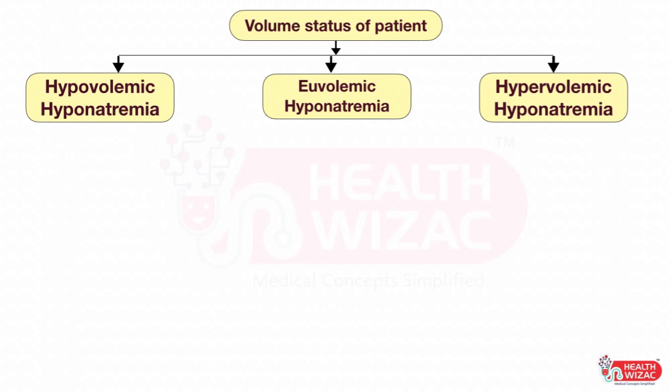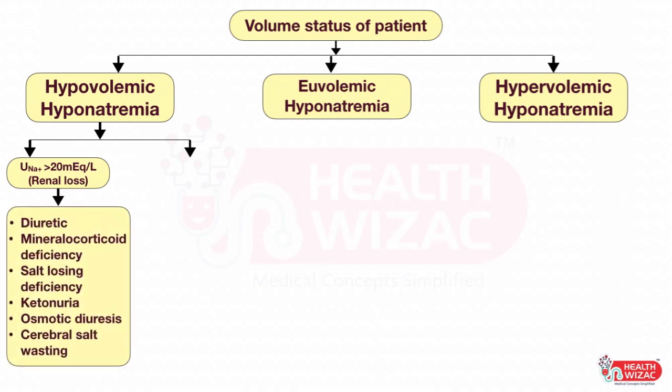So let's see how. In a hypovolemic patient, urine sodium concentration of more than 20 is usually found in clinical conditions like patients on diuretic treatments, mineralocorticoid deficiencies, salt losing deficiencies, ketonuria, osmotic diuresis, and cerebral salt wasting syndromes.